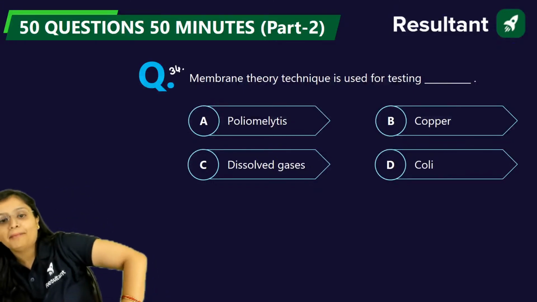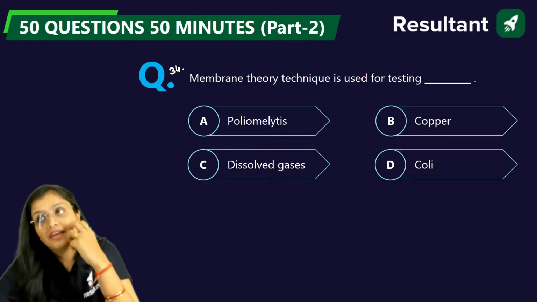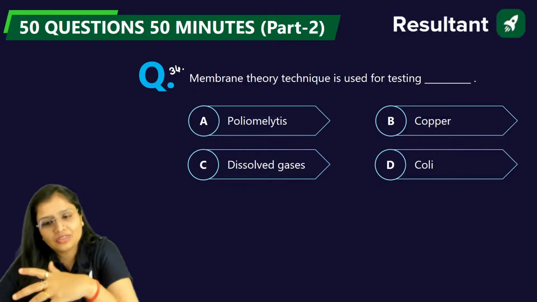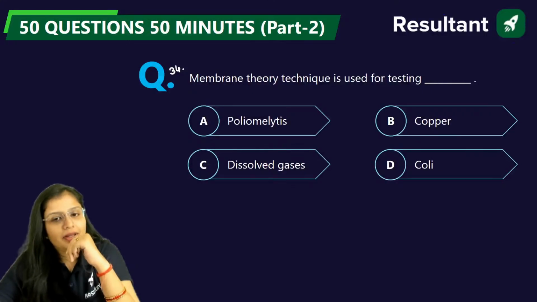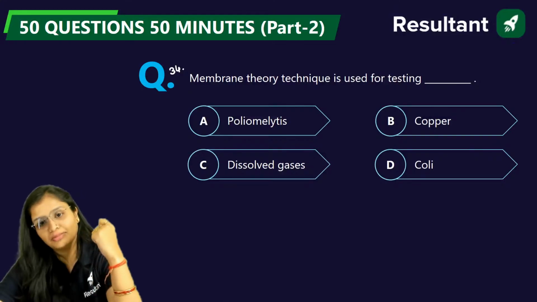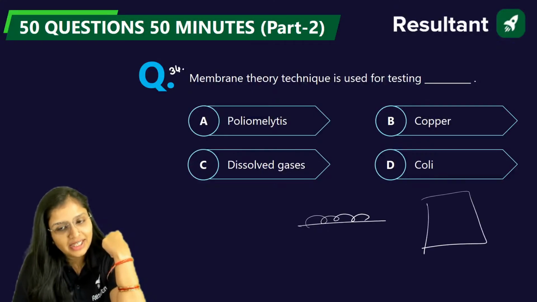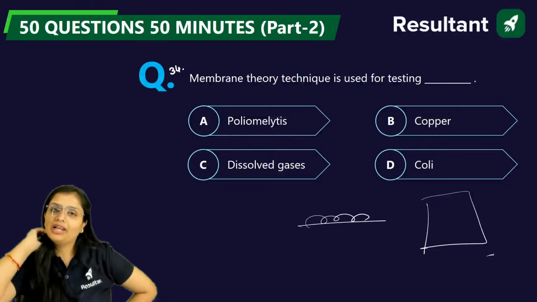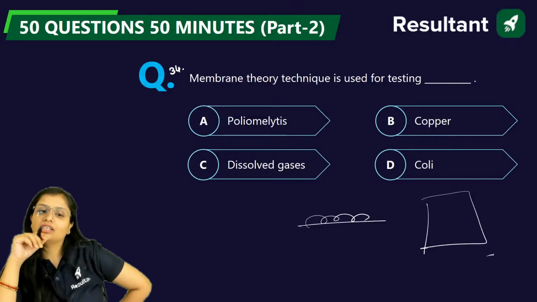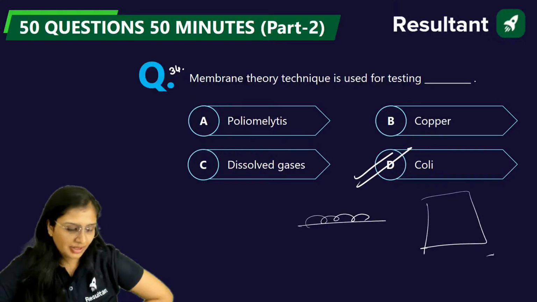Okay. Now, membrane theory technique is used for testing of what? We use a sterile membrane. What do we use it for, guys? Come on. For whose testing do we use this membrane technique? We pass it through a sterile membrane. Then we place it in an incubator. We use it for coliforms. Whenever you check the biological water quality parameters for testing of coliforms, we go for membrane technique. So that is coli. Clear?